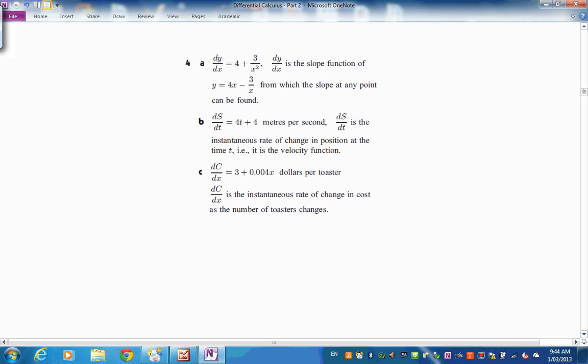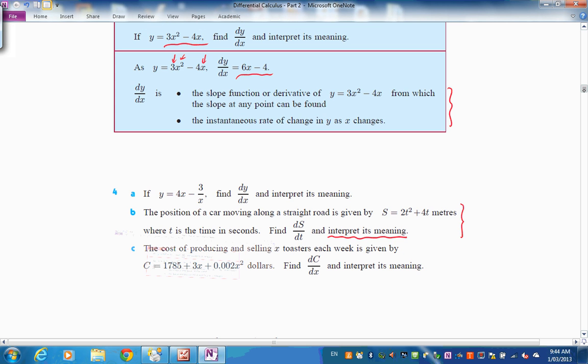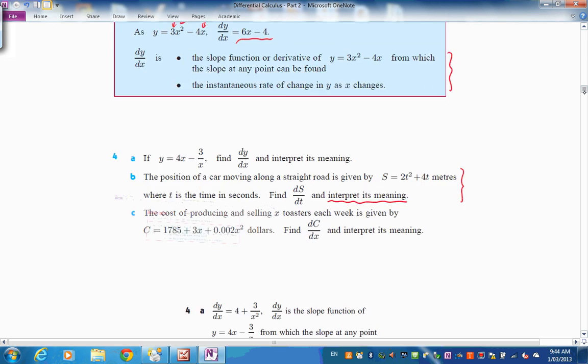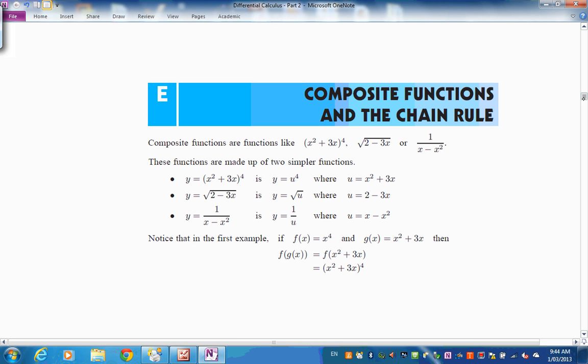So go back, have a go, and then come down and see what interpretation you've got and compare it to the answers there. All right, so moving on. You would realise we're talking about very simple functions at the moment. So what about the more complicated ones?